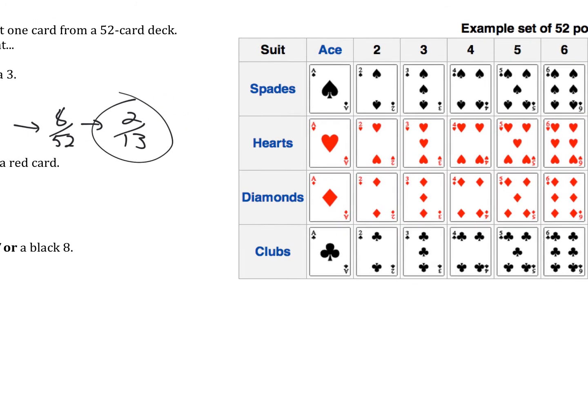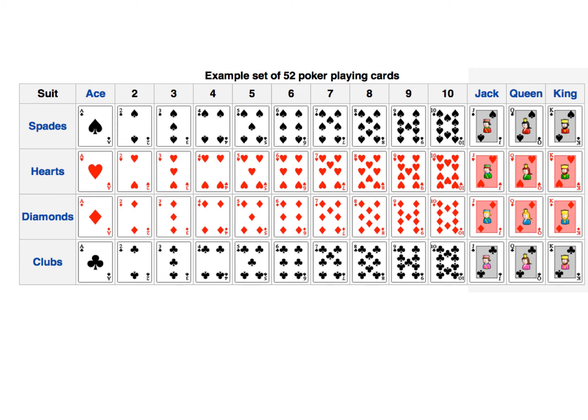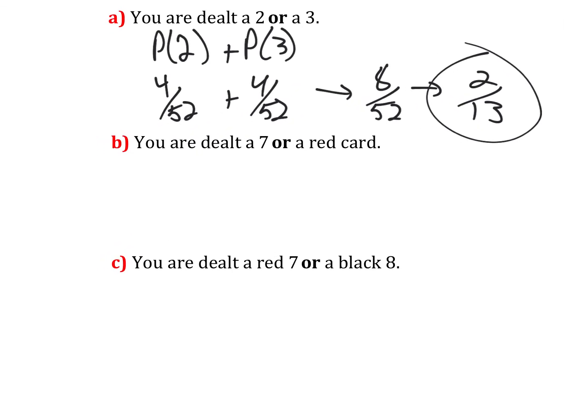You're dealt a 7 or a red card. Let's see, I've got 4 7s. I've got 26 red cards, and it looks like these two guys are the overlap. So they got double counted. I've got 4 7s, 26 red cards, but then I need to subtract away 2. So 4 plus 26 minus 2. We're going to have 4 out of 52 plus 26 out of 52 minus 2 out of 52. And again, this represents the probability of getting a 7, a red, and subtracting away both the red 7s.